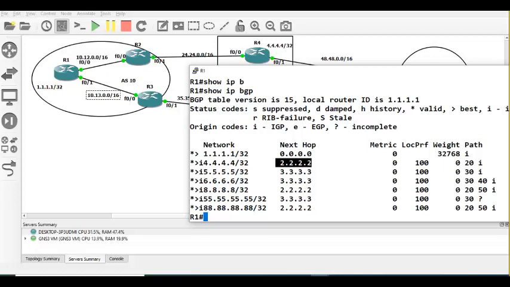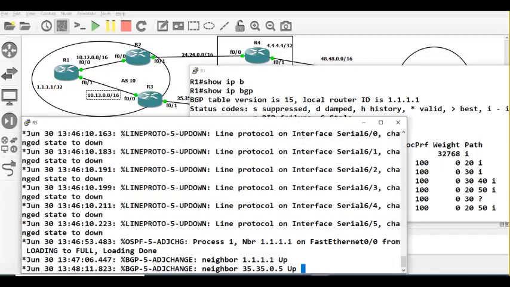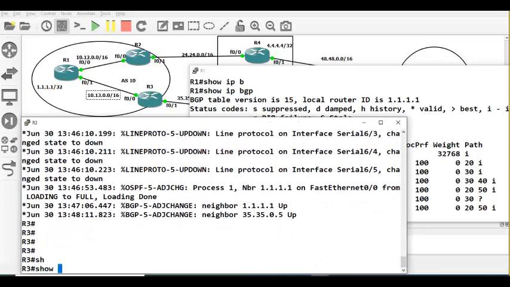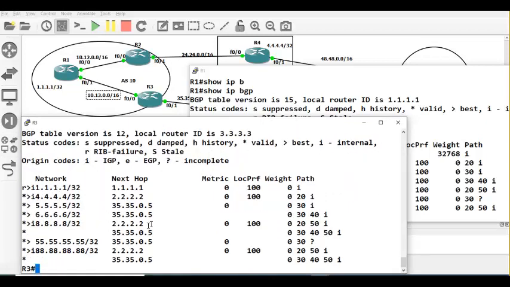This is a nice example. Listen. Why is R1 not learning 44444 via router 3? You tell me. Why is R1 not learning 44444 via router 3? Actually, 44444 is also learned on router 3. Let me show you that. This is what I was trying to tell you for this long. Show ip bgp. 44444. Okay, this is also saying I'm going via router 2.